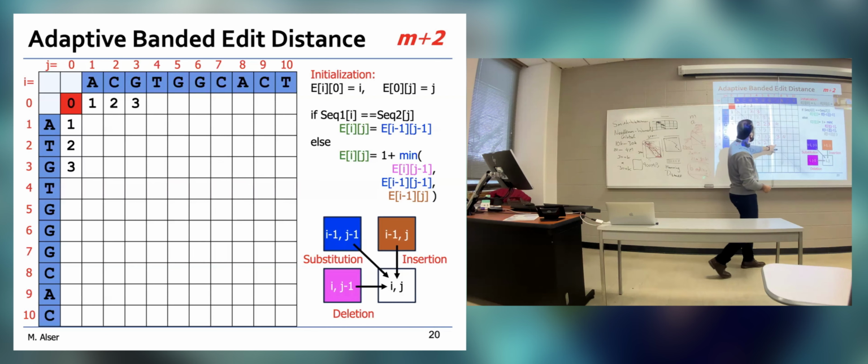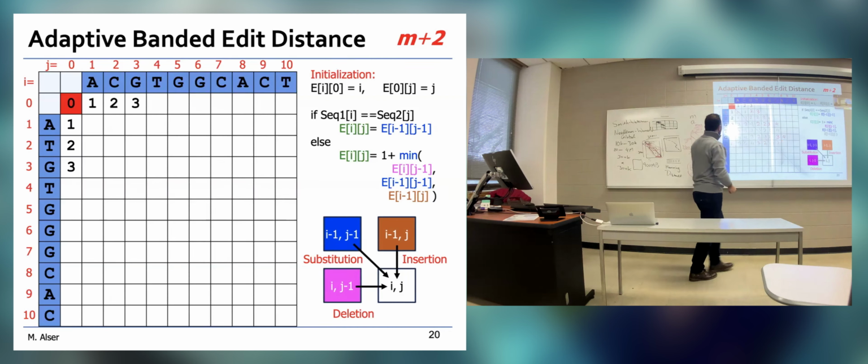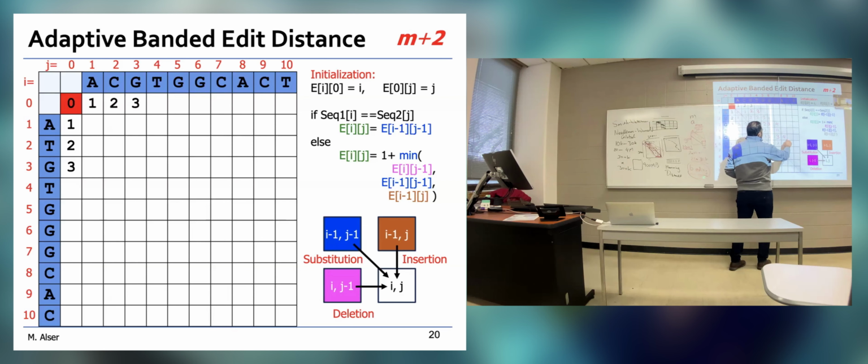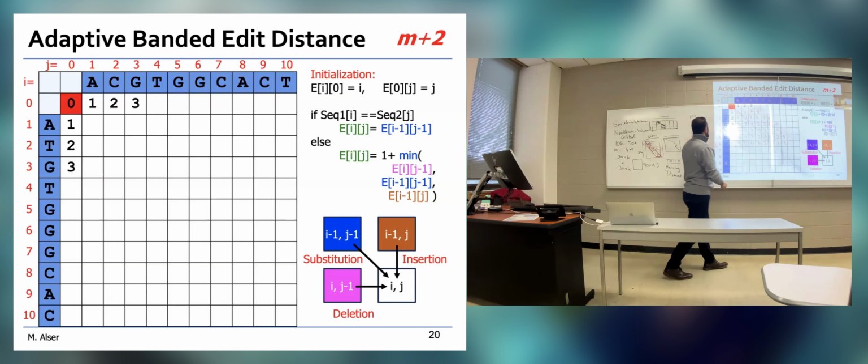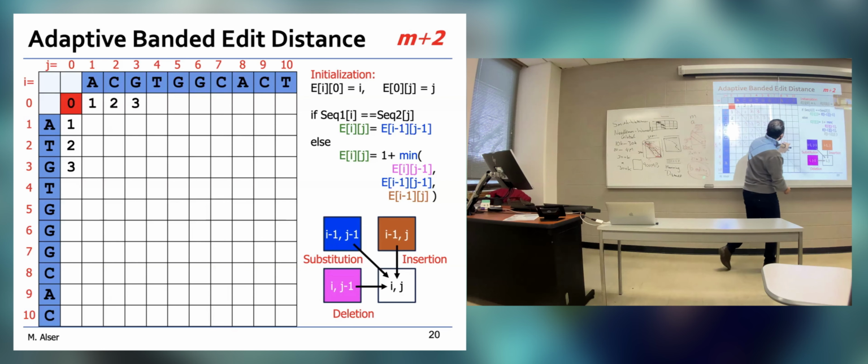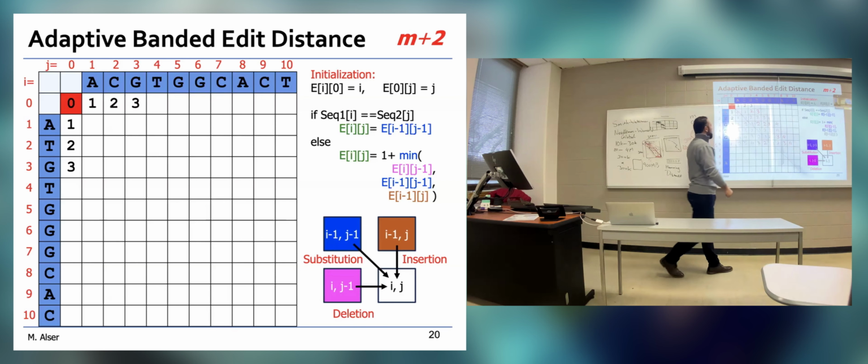G and C are not the same, so take the minimum and plus 1, 2. 2 our minimum, no, so it's still good. Within the limit, yes, continue. G and A are not the same, so take the minimum out of these, plus 1, 3. 3 within the limit, yes, continue, it's not minimum. G and C are not the same, take the minimum, plus 1, 4. 4 exceeding the limit, stop here.